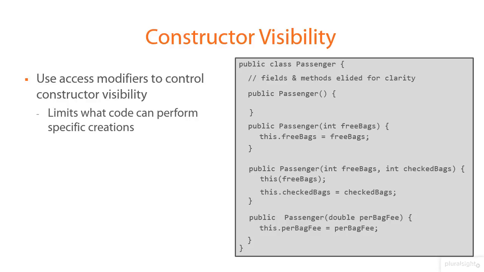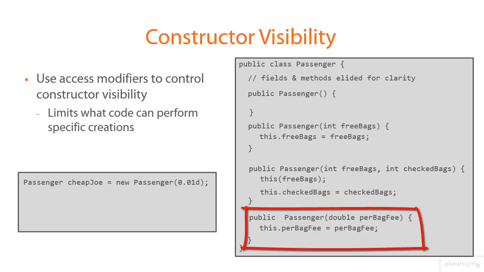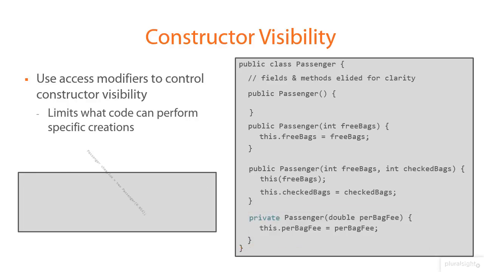But thinking about it, if the logic around setting bag fees is meant to be part of our class, we probably don't want a program to easily go in and change that, right? Because we don't want Cheap Joe to come along and just create himself as a passenger where he pays a penny a bag. So we probably don't want that broadly accessible. So for our constructor that accepts the baggage fee, instead of being public, go ahead and make that one private. By making it private, it can't be called from the outside. It can only be called from within our class.